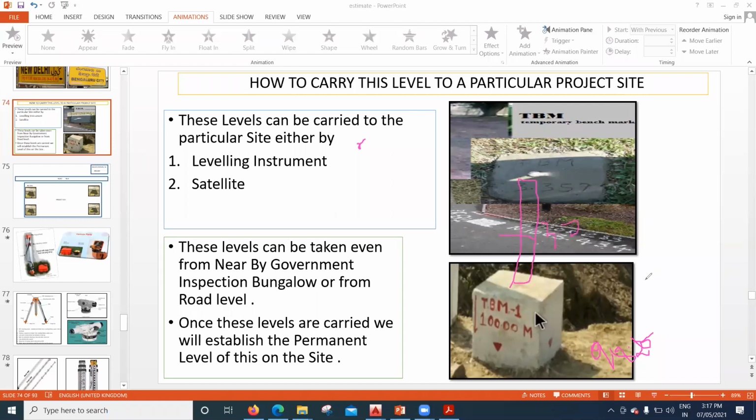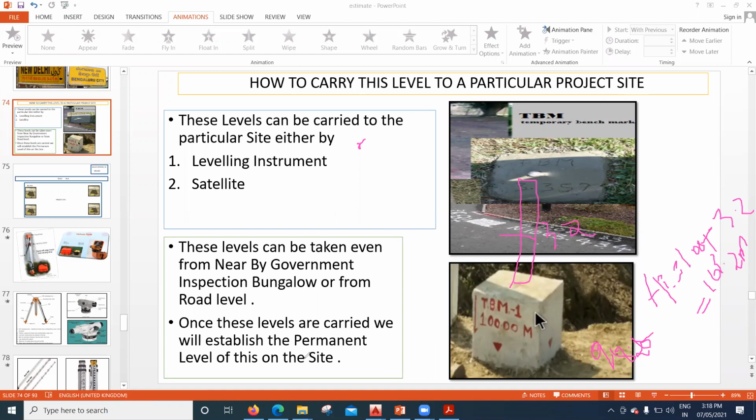Then what will be the height of your instrument? The height of the instrument, HI, will be: what is my temporary benchmark? 100. Then you need to add the staff reading. The staff reading is 3.2. What will be the height of your instrument? 103.2 meter. That's it. This is the procedure we need to follow. I hope this basic understanding is clear.